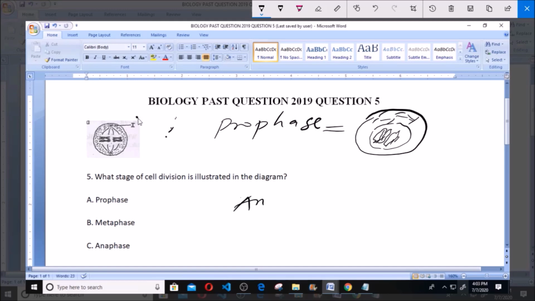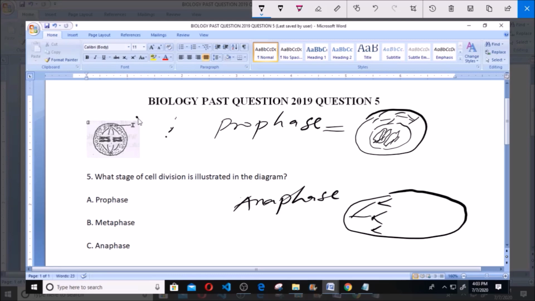In anaphase, the replicated chromosomes are split. When I say the replicated chromosomes are split, the chromosomes move in opposite directions as they are being split, and then you have a diagram like this. Now you see the chromosomes moving in opposite directions like this. Whenever you see a diagram like this, you should know it is an anaphase diagram, and this is an anaphase.